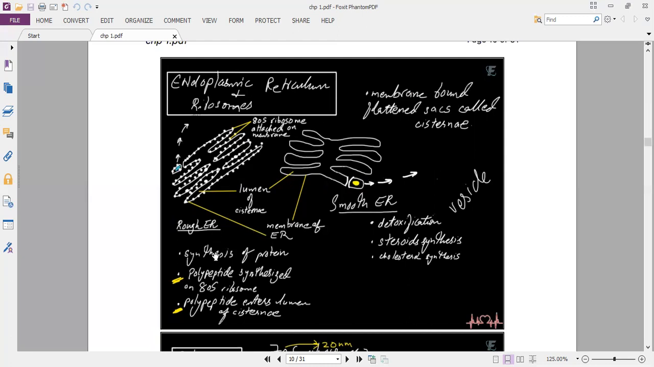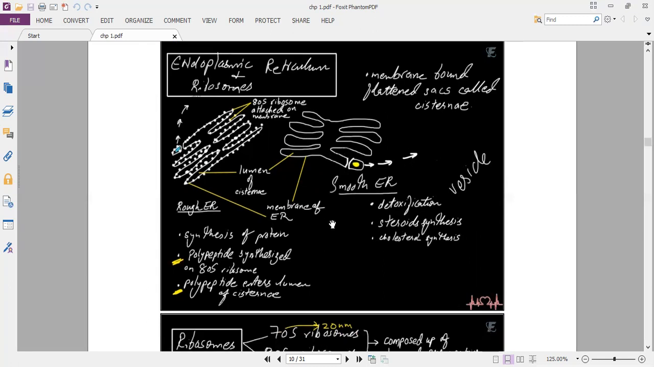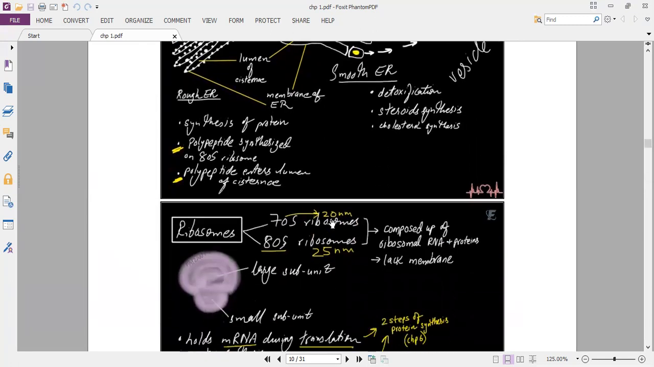Rough ER, what's the function? It synthesizes protein. It has 80S ribosomes, and once the protein is synthesized, the polypeptide then enters inside the cisternae of the rough ER. It is enclosed in a vesicle. The vesicle pinches off and goes ahead. What about smooth ER? Smooth ER carries out detoxification. It's used for steroid synthesis as well as cholesterol synthesis. It also pinches off into similar vesicles and sends these vesicles to the Golgi.